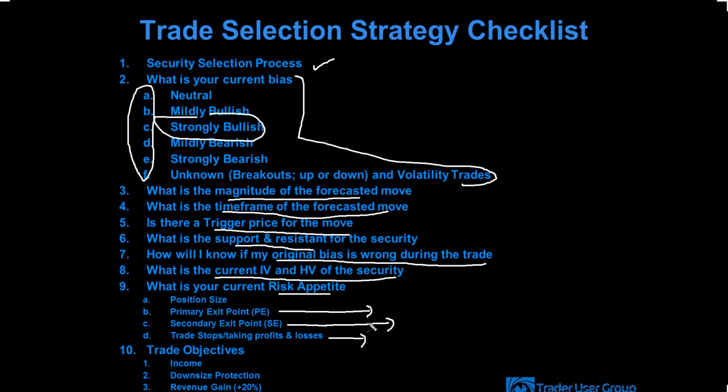My secondary exit point may be that I'm in a credit spread and I'm just going to take a loss and get out. Or it may be that if it hits this point, I'm going to do an adjustment, or I'm going to hedge with stock, or I'm going to hedge with some opposite position. I'm going to reduce or increase my delta or vega or whatever. And then my trade objectives.